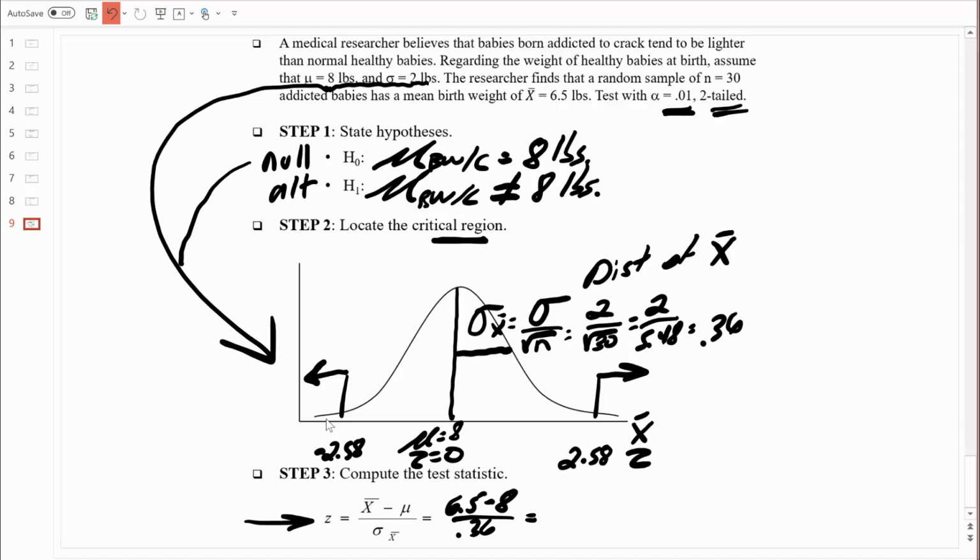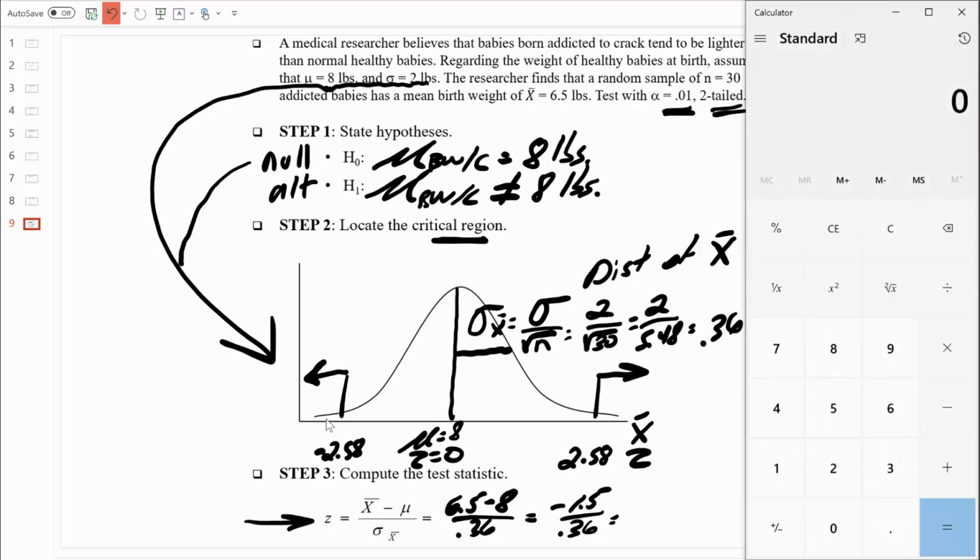What we're left with is negative 1.5 divided by 0.36. And we'll use our calculators to help crunch that out. So I'm going to take 1.5, make that negative, and then divide by 0.36. That equals a z-score of negative 4.17. My friends, I hope you recognize that's a large z-score. That is 4.17 standard errors below the mean. That means that weight, 6.5 pounds, is 4.17 standard errors below the mean.